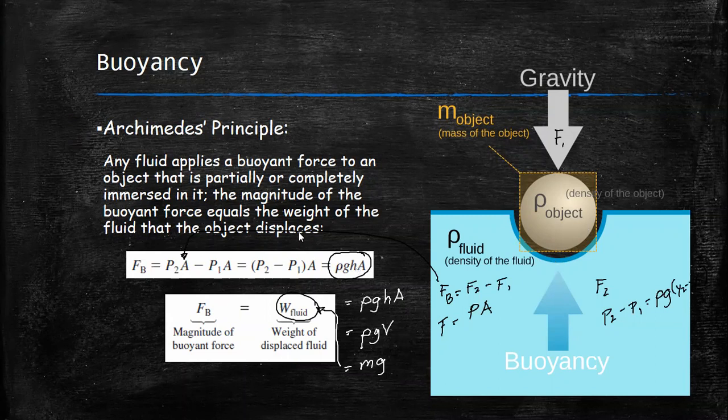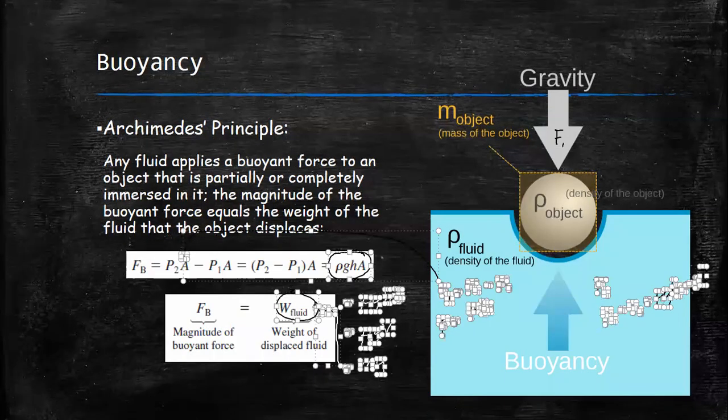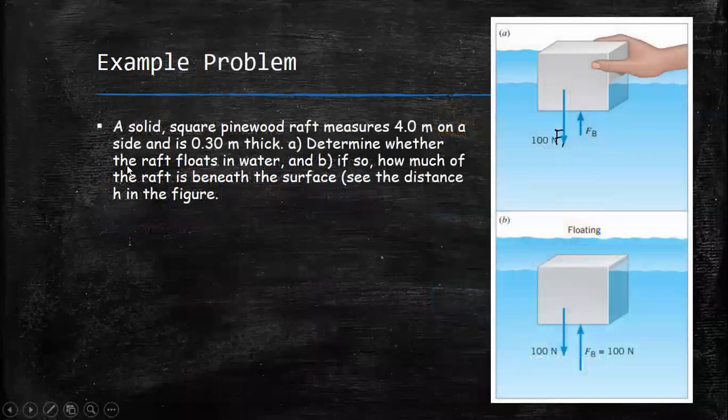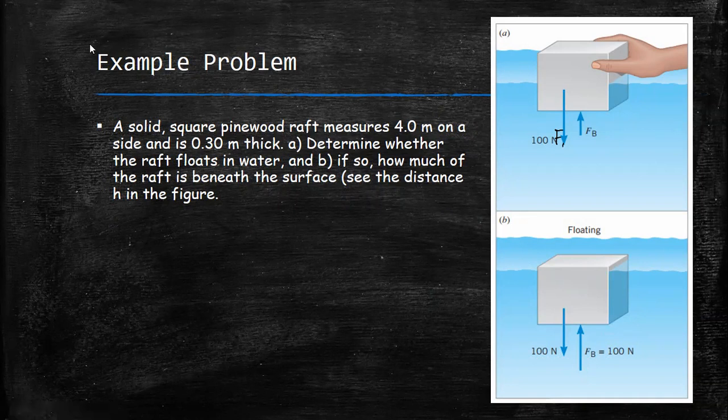Now, let's try this example problem. A solid square pine wood raft measures 4 meters on a side and is 0.30 meter thick. Determine A, whether the raft floats in water, and B, if so, how much of the raft is beneath the surface. So how much of the raft is being asked here is the height or depth h of the pine wood that is submerged in the water.